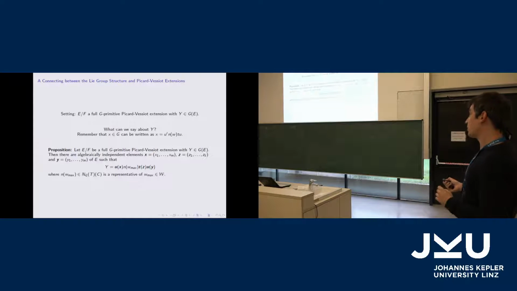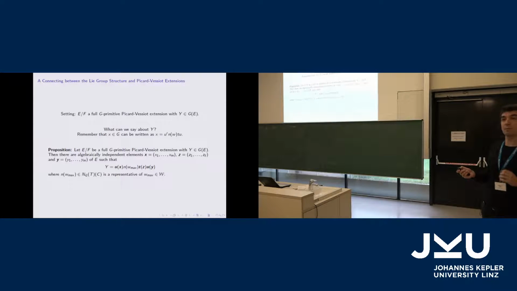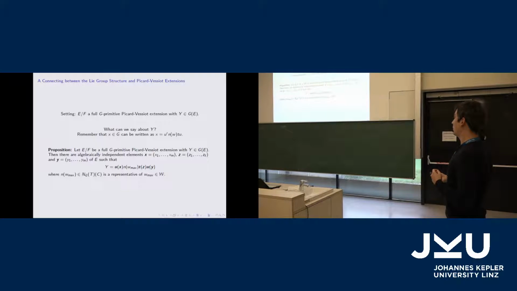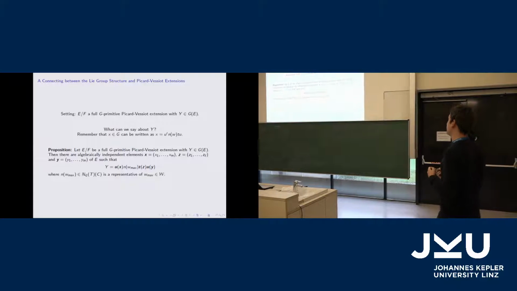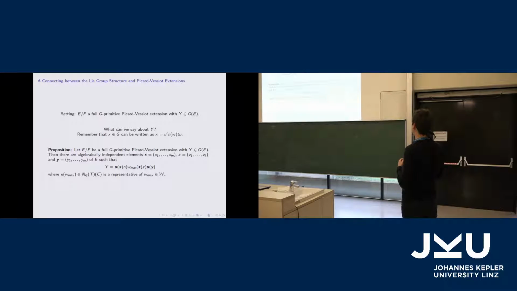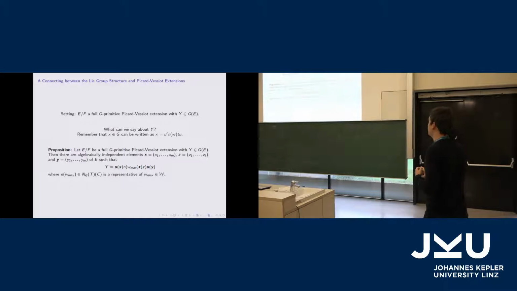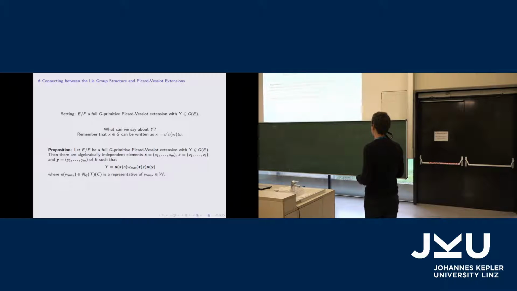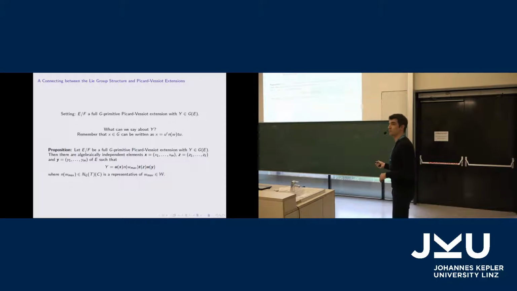What is important to know here is that for this element, this unipotent subgroup U' becomes the full unipotent subgroup. So for full G-primitive Picard-Vessiot extensions, there are algebraically independent elements x_1 up to x_m, z_1 up to z_l, and y_1 up to y_m, such that the matrix Y decomposes like that.